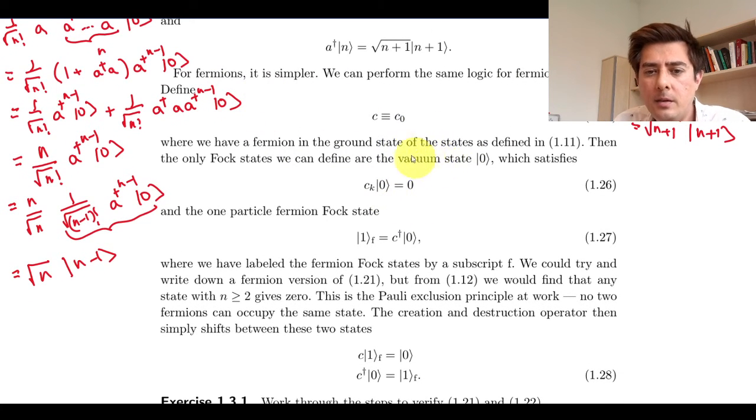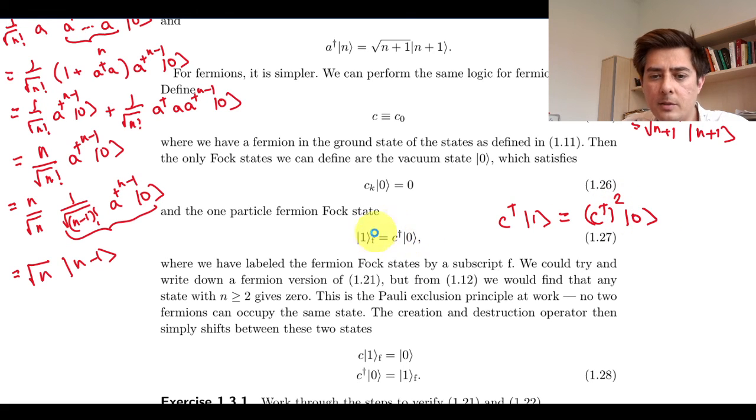And for fermions, actually, it's a lot simpler, because of the Pauli exclusion principle, the only two states that you can have are that the fermion is either occupied or not occupied. So if you have the vacuum state, then obviously there's no fermion there, and if you apply the fermion creation operator to it, then you'll get the single particle fermion state. But then if you apply C dagger to 1, then you'll get C dagger squared, because that's the definition of 1.